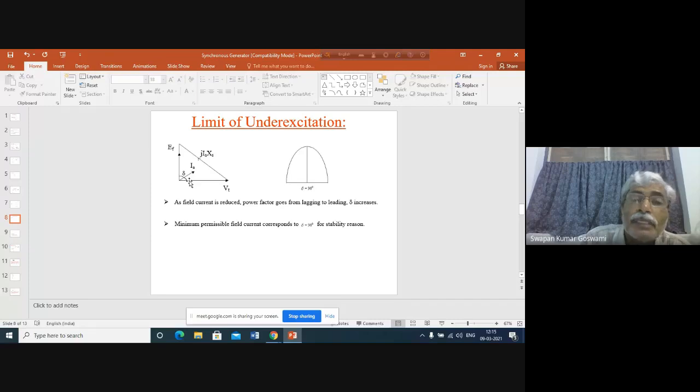Okay. Beyond this, if you decrease the field current, what will happen? If you decrease the field current further, then you are attempting to make delta more than 90 degree. Then obviously stability of the generator will be lost. You cannot run the generator at stable condition beyond this value of delta. So you see that minimum value of field current or limit of under excitation is basically decided by the stability of the generator. Am I clear?